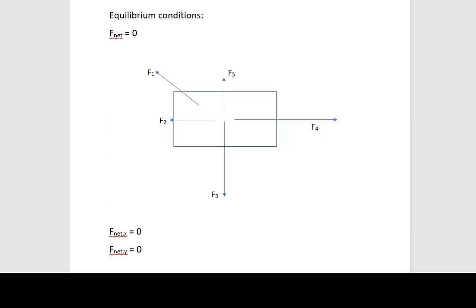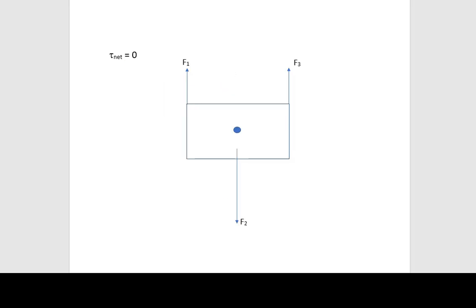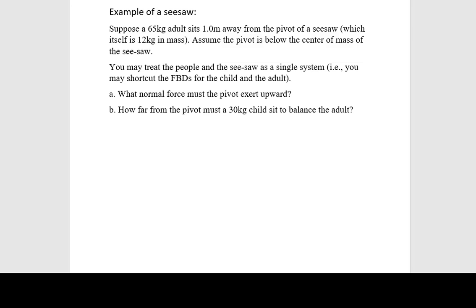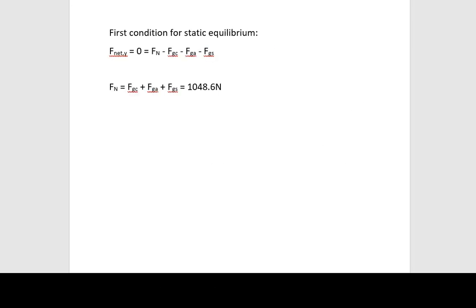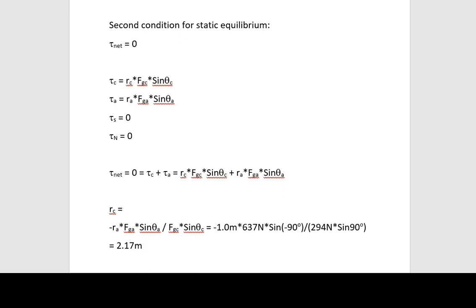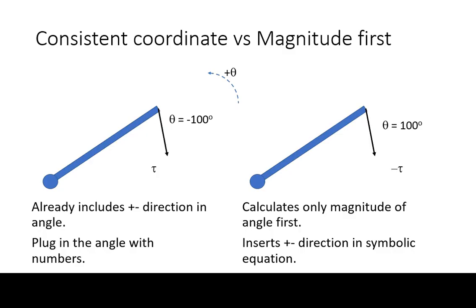static equilibrium and its conditions, and have reviewed solutions to examples using the consistent coordinate method. Physically and mathematically, the two solutions are identical. The only difference is, where do we make considerations for positive and negative angles?